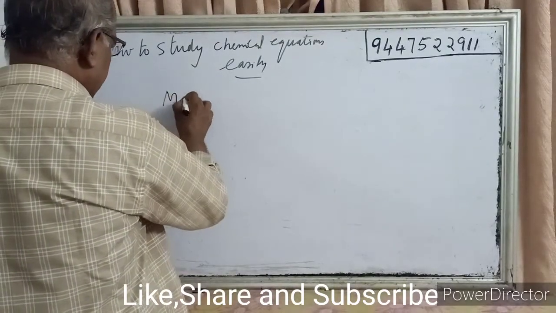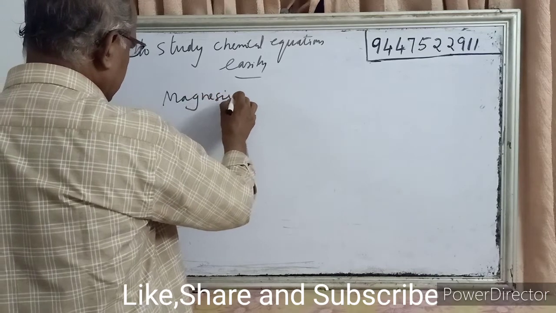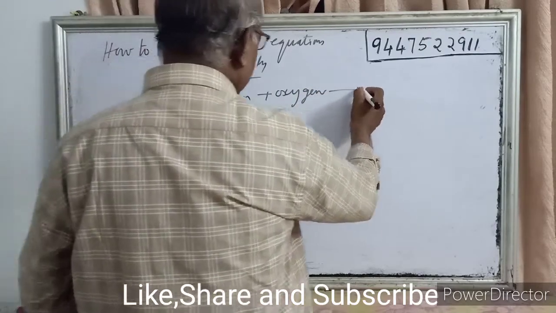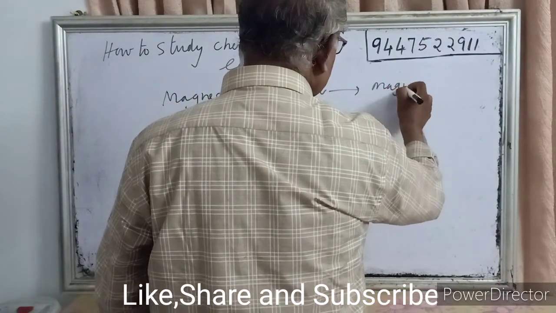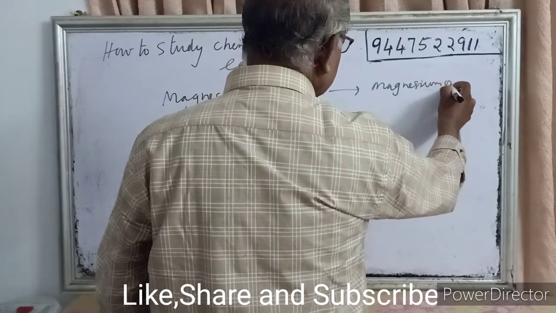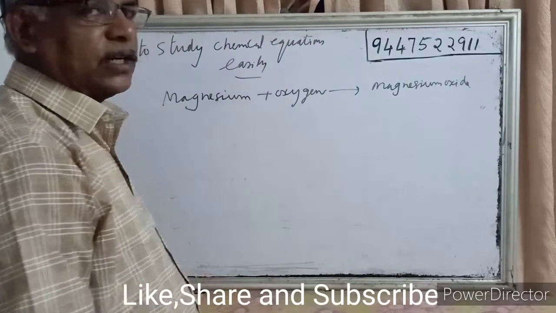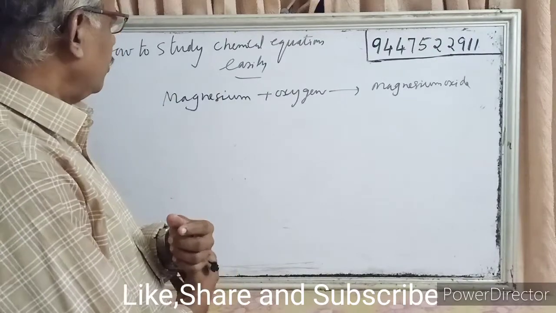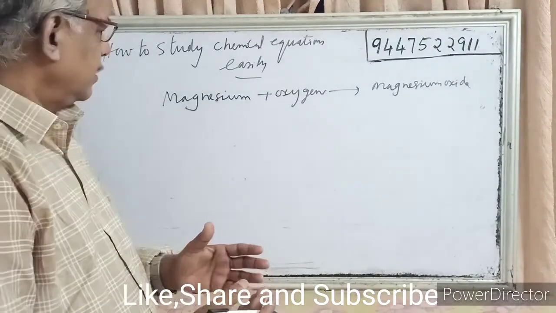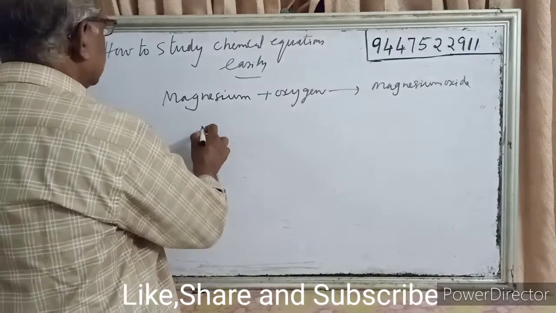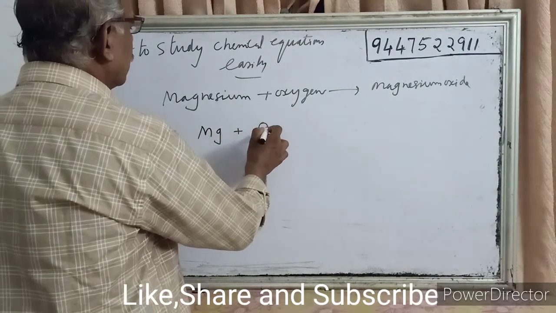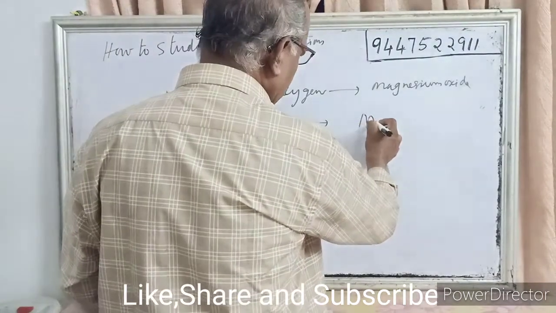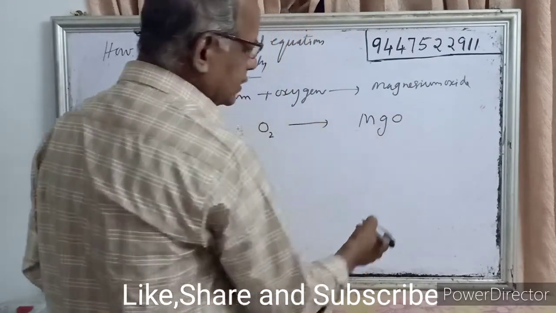Magnesium reacts with oxygen to form magnesium oxide. Magnesium combines with oxygen to form magnesium oxide. So this is the chemical equation written in words. In a chemical equation, we have to write the symbols. So magnesium is Mg and oxygen is O2; these are the reactants. The product is magnesium oxide. How will you write magnesium oxide?